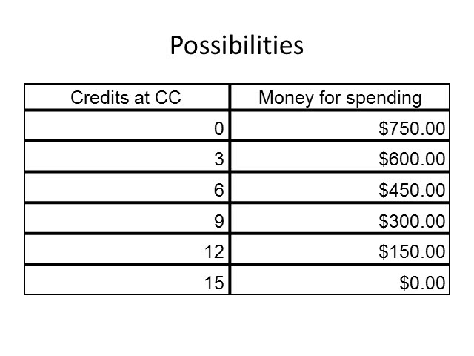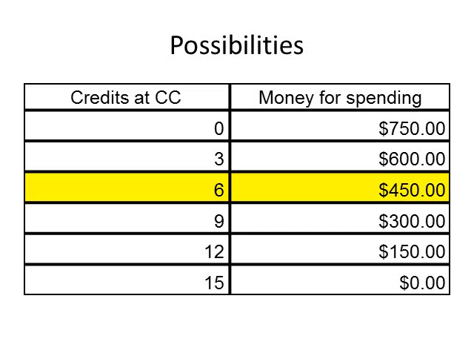Here's a table that summarizes how Oksana could spend her money. Let's take a minute and go through the table to see how Oksana could allocate the $750 she receives from her parents. The first possibility is that she takes 0 credits at the community college and has $750 to spend on other things. Oksana could take 3 credits at a community college and have $600 to spend on other things.